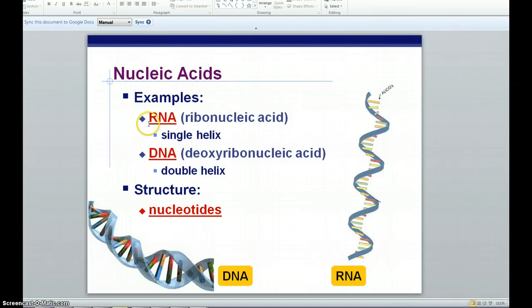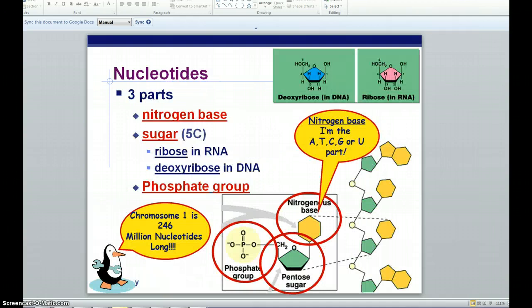Of the nucleic acids, there are RNA and there's DNA. The structure is made from nucleotides, which are a combination of a pentose sugar, a phosphate group, and a nitrogenous base. And those are the adenine, thymine, cytosine, guanine, or uracil in the case of RNA. One chromosome, number 1, in the human being is 246 million nucleotides long.